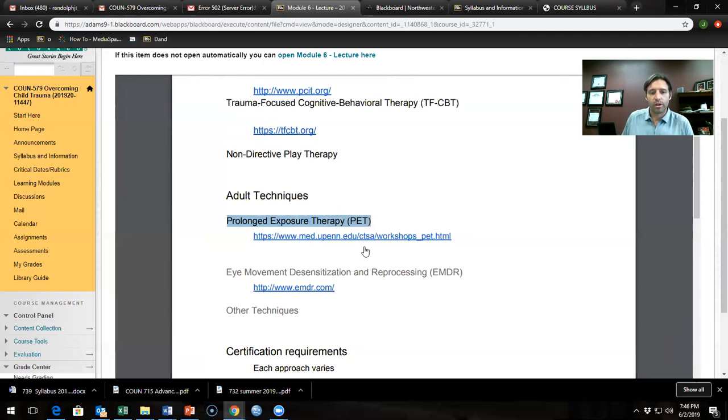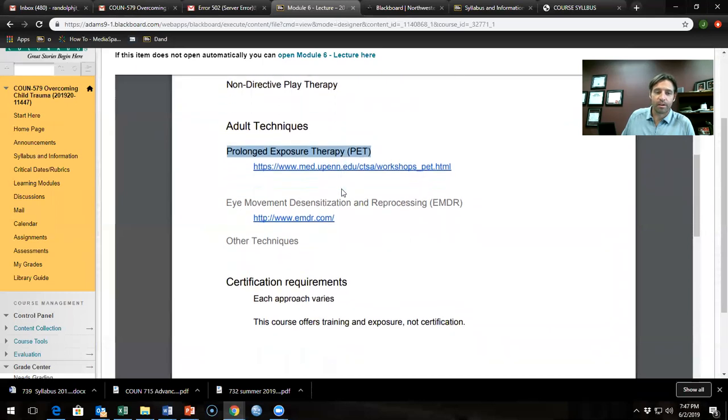And so you can look at the resource here I shared, University of Pennsylvania, in the workshops. So again, that's a certification you have to go through to be able to deliver that.